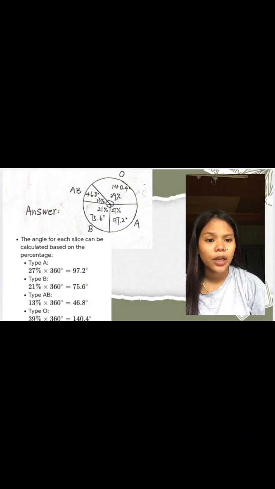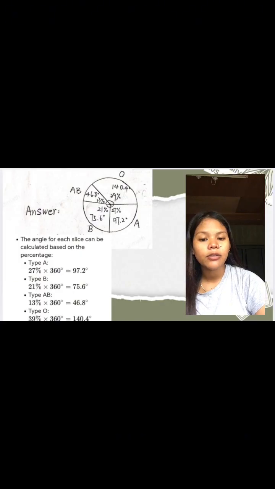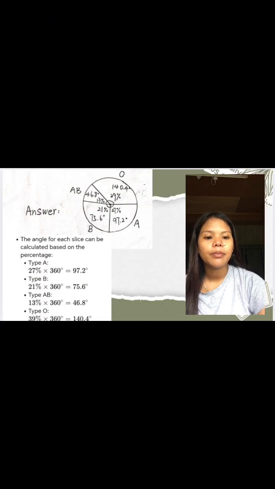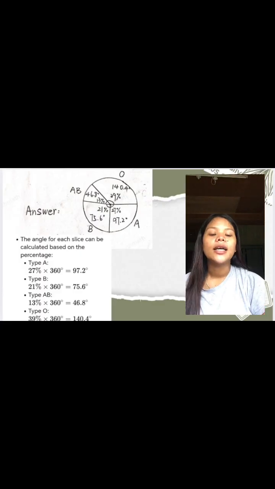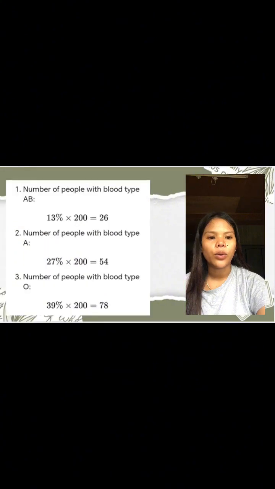To get this, we multiply 27% by 360 degrees, which equals 97.2 degrees. Type B, 21%, multiplied by 360 degrees is 75.6 degrees. Type AB, 13%, multiplied by 360 degrees is 46.8 degrees. And the last is type O, 39%, multiplied by 360 degrees, which is 140.4 degrees. So, let's answer the questions.